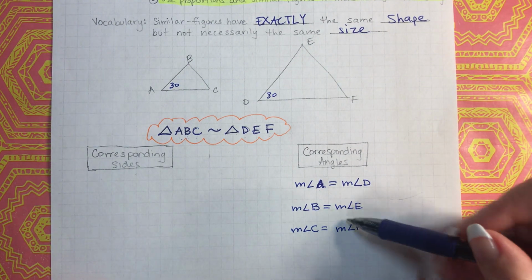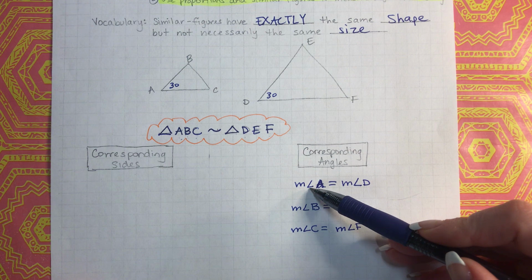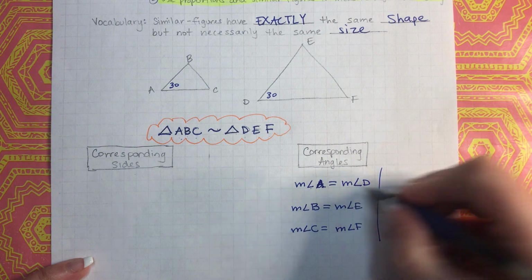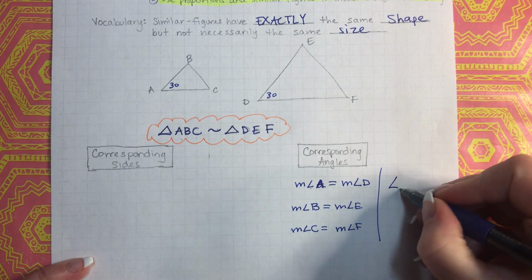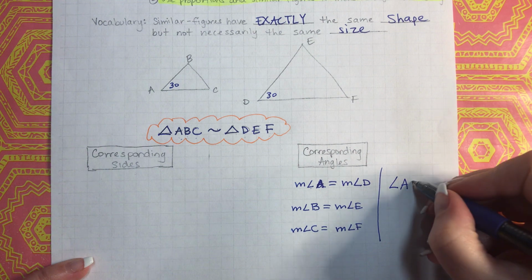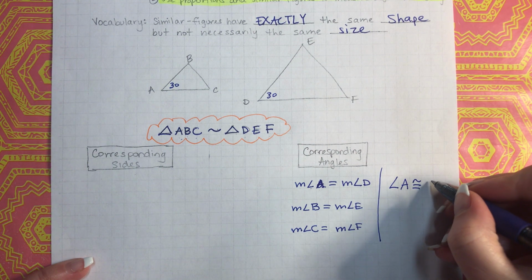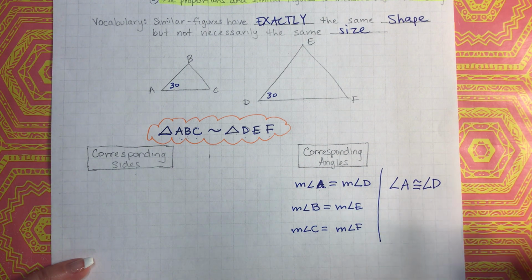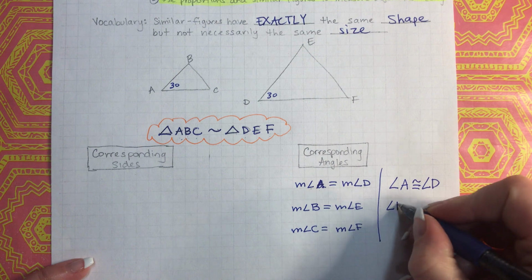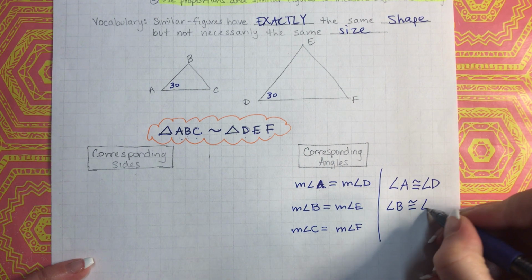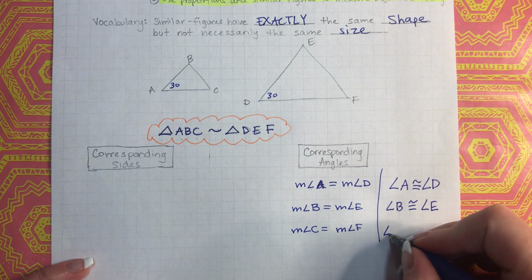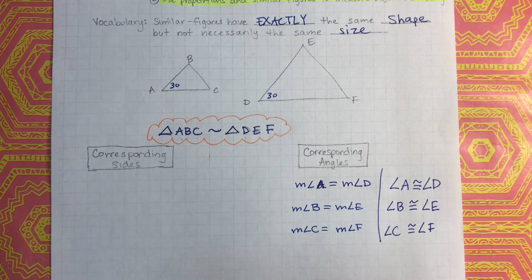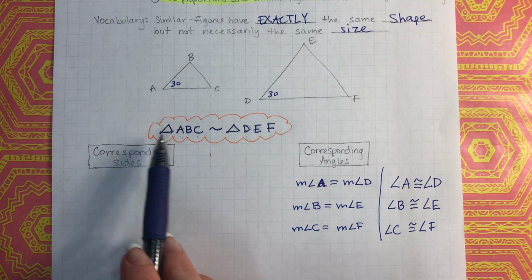Whenever you're talking about things being equal, you use the measure of the angle, and then you say the particular angle. Whenever you're talking about it being congruent, if we were going to write this same statement, it would be angle A is congruent to angle D. You just use an angle and then this congruent symbol, okay? For this one, we would say angle B is congruent to angle E. And then lastly, angle C is congruent to angle F. Okay, so those are all the corresponding angles. It's just very straightforward, the letters.